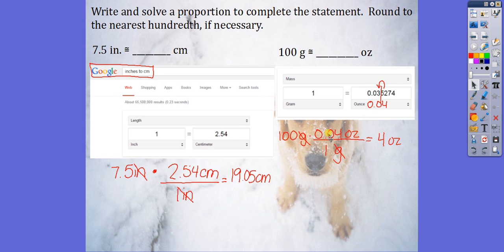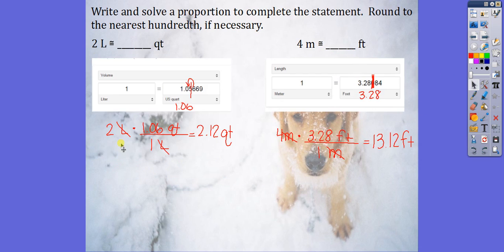So given times new equals 4 ounces. And then when you did these on your own, you did a nice job. Given times new, because you had to round, gives you 2 and 12/100ths quarts. Given times new, this is a 0, so it doesn't change anything, equals 13 and 12/100ths feet. So that's just a quick glimpse at our lesson today.